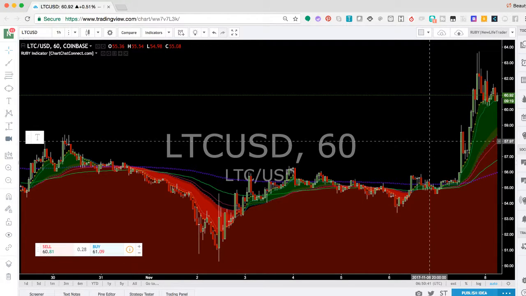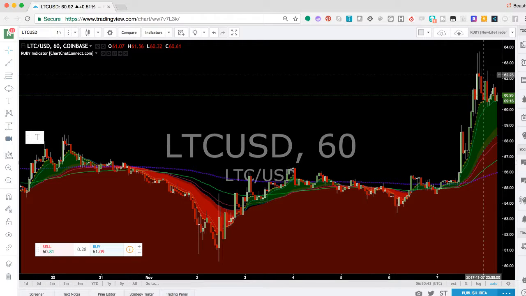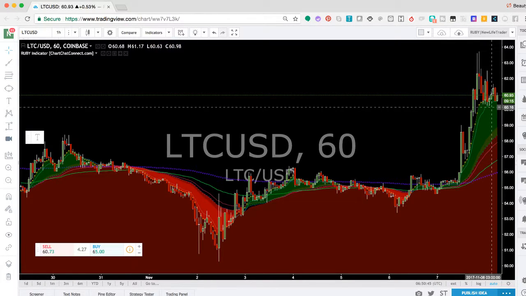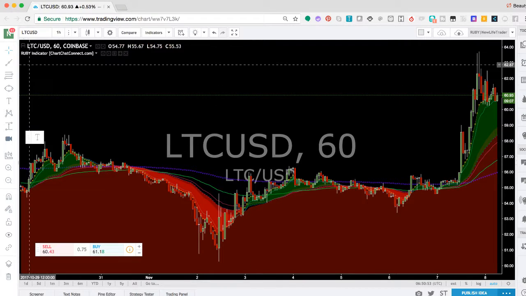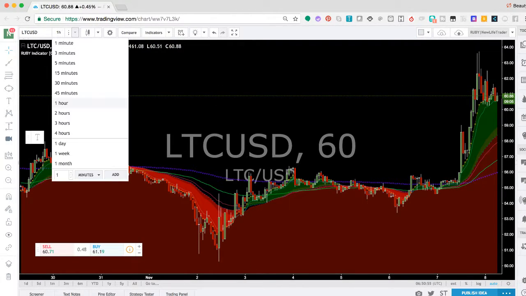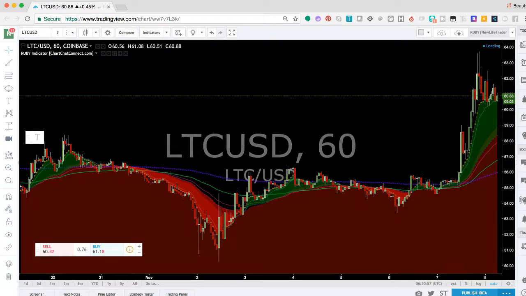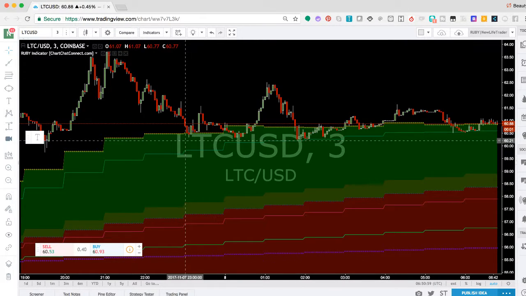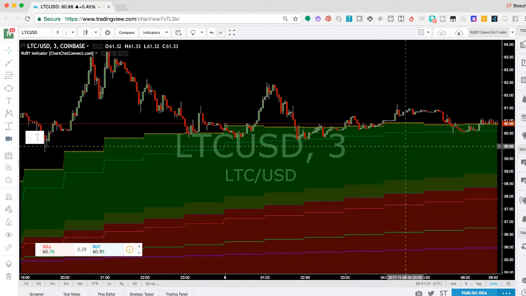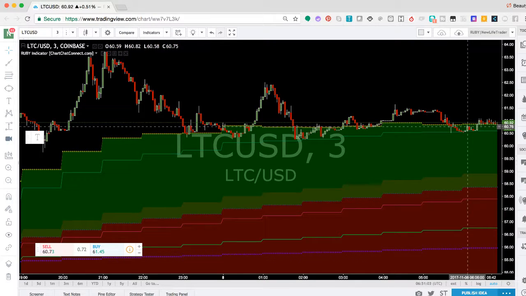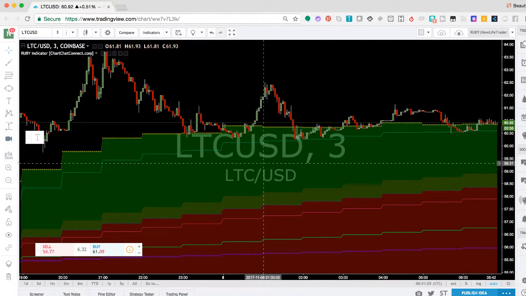I'm not yet ready to draw any kind of a Fibonacci. We just don't have enough girth in the trade just yet, but fantastic moves for Litecoin. And we'll keep it with the 3-minute because as BTC is moving, we want to make sure that Litecoin is keeping up. Alright, so that's the Litecoin.